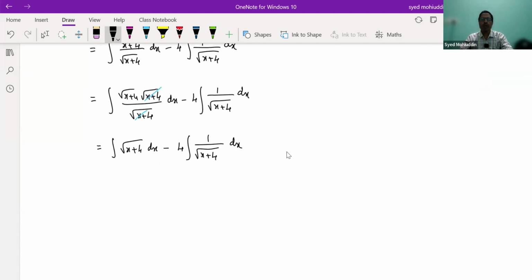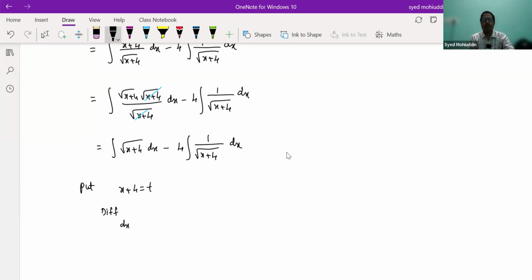Now you can integrate this one or make the substitution for both the cases. The substitution is common here. Therefore, put x plus 4 equal to t in both the terms. Now let us differentiate this one.